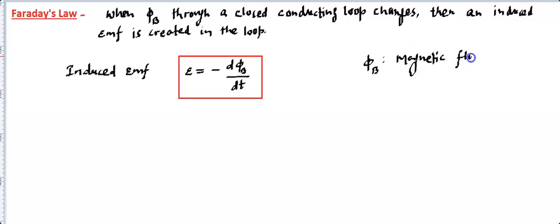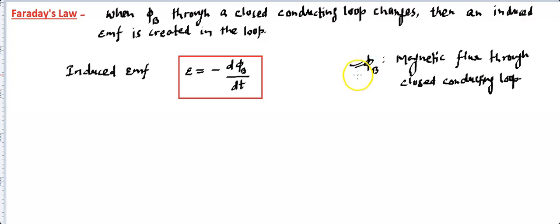So this phi B is indicating magnetic flux. Which flux? Magnetic flux, and that is passing through that closed loop. Magnetic flux through a closed conducting loop. Just prior to this, we talked about how to calculate this flux. Basically, this flux has to be calculated using this formula: integration of B dot dA.